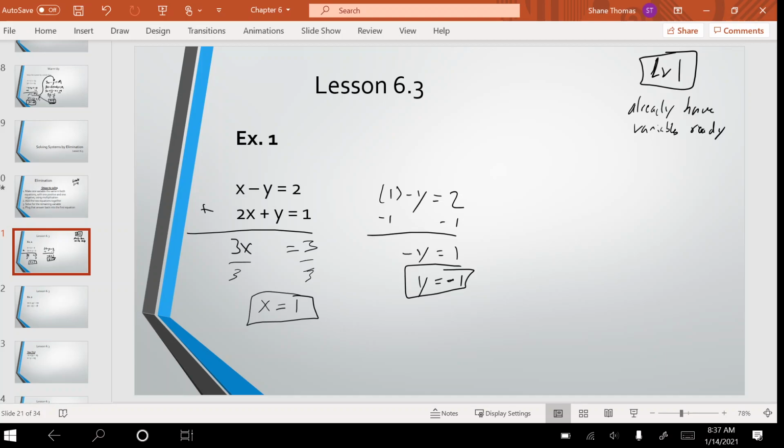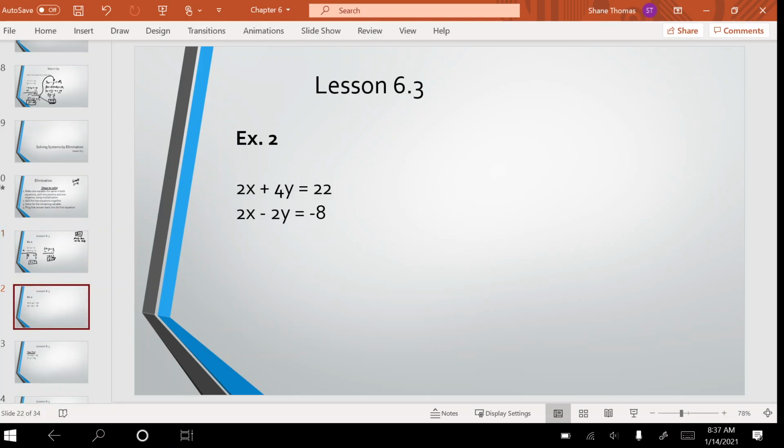All right. Any questions on that one? Okay. You already have the variables the same, one positive, one negative. Go ahead and add it. Add it straight down. Make sure you're adding like terms the whole way. Now, like I said, that's a level 1. We didn't have to do any multiplication. So let's step it up a little bit. Let's go to level 2.